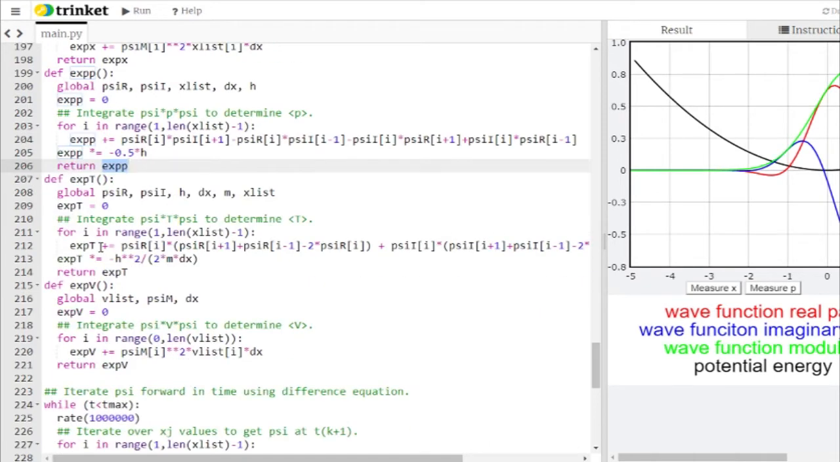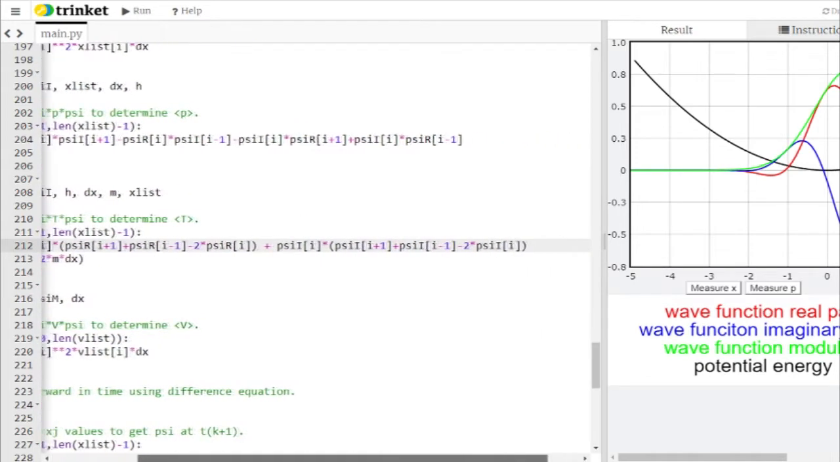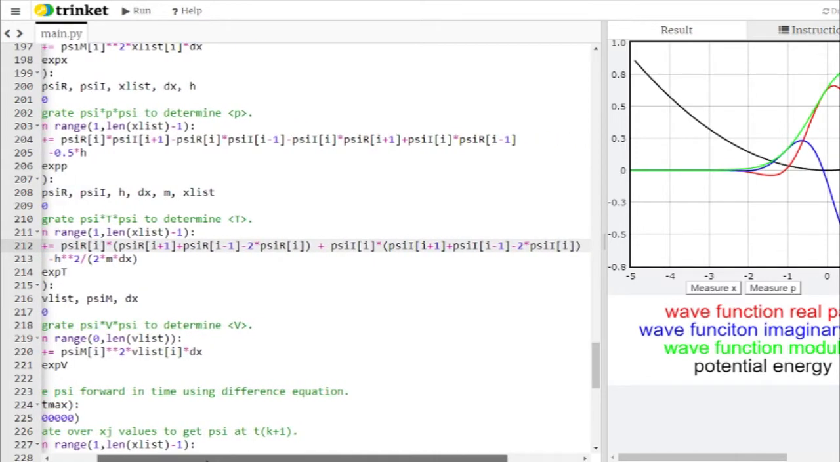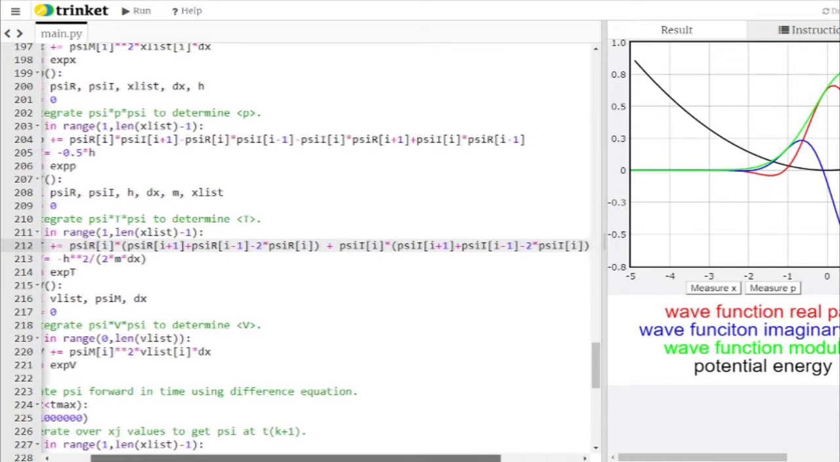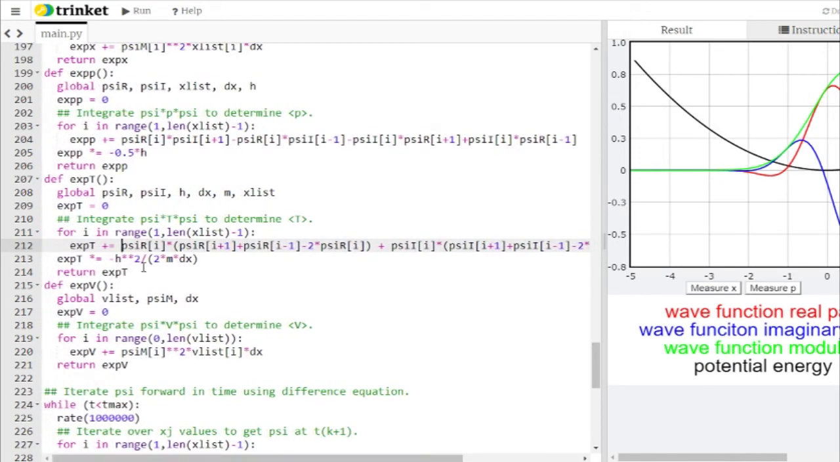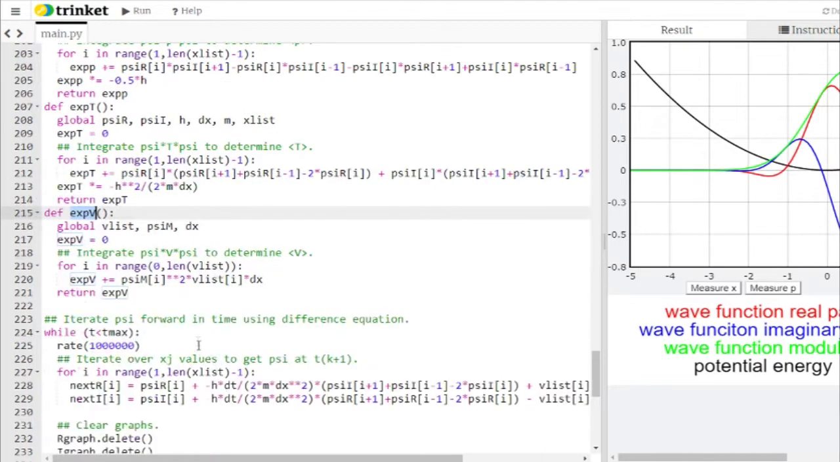We can do a similar thing for the kinetic energy. So here we go through the same process for the kinetic energy. I'm not going to show you that derivation. That will be left for you to do as an assignment. But we end up with this negative h bar squared over 2m dx, just like you have in the Schrodinger equation. Coming back to the potential energy, that's much more straightforward to calculate, because there's no derivatives involved. So we just have psi modulus squared times the potential here.